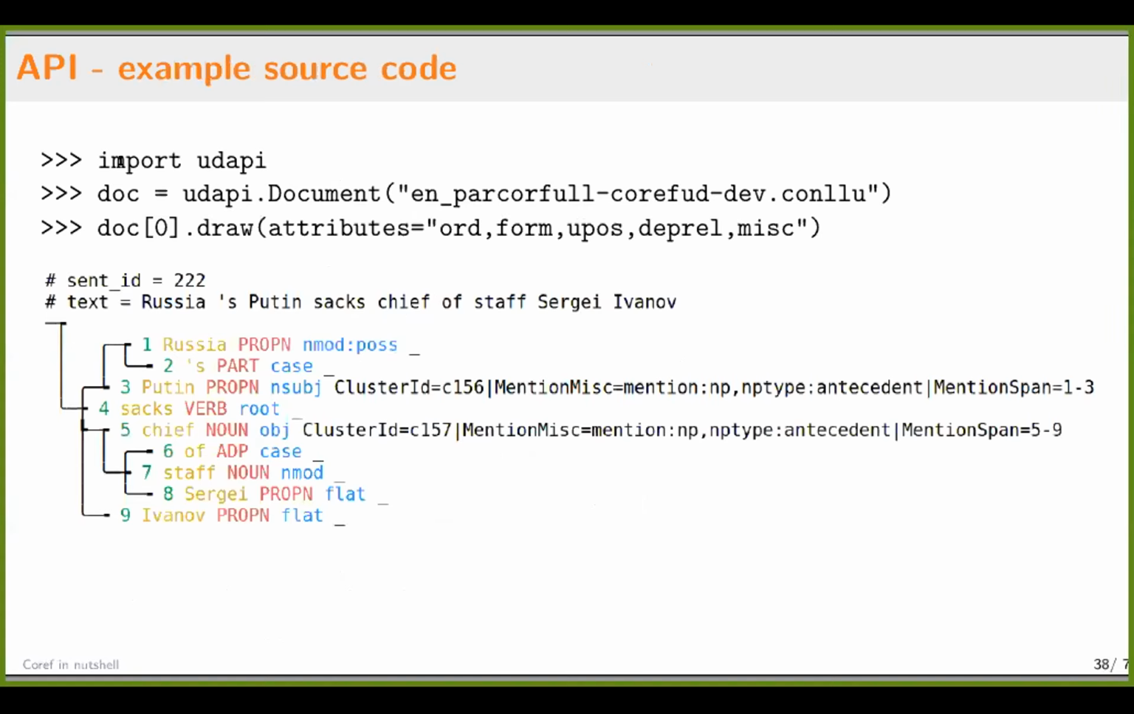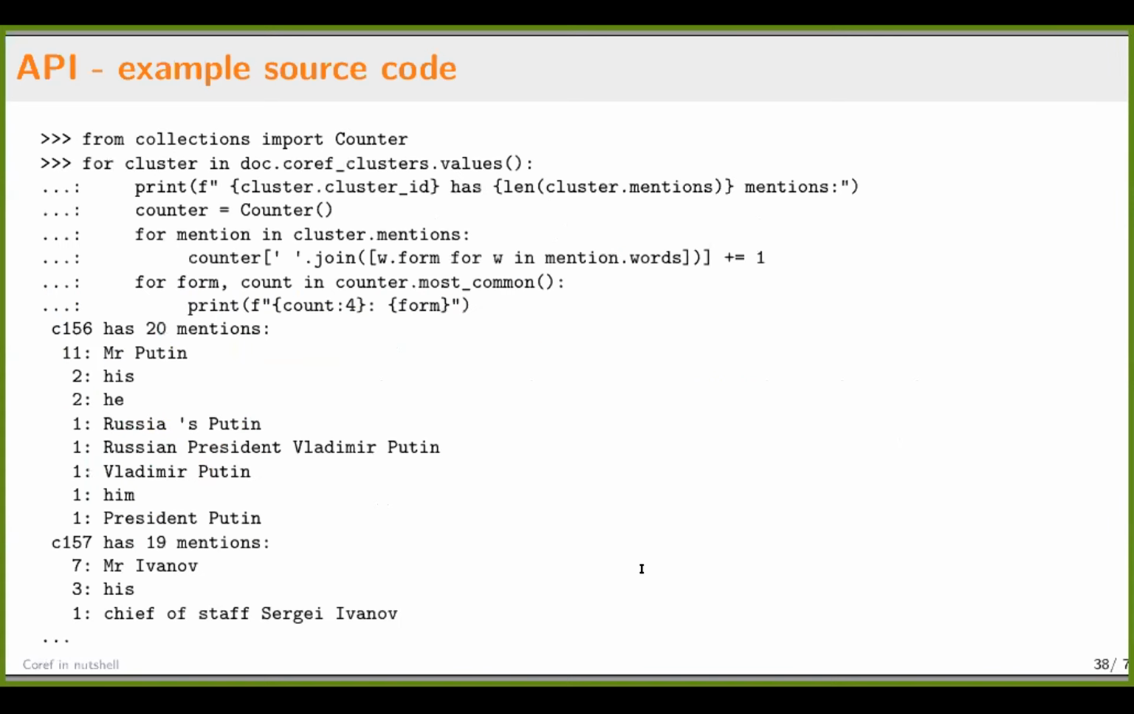Here is a small example of 3 lines in Python. You load this CorefUD file and you can use the method for drawing. Here we don't want to draw the whole treebank, just the first tree. And you can specify any attributes which you want to see. And it comes with this graphical representation of the dependency tree, maybe rotated 90 degrees to what you expect. And in the MISC column, you see the annotation for coreference. And we plan to add even better visualizations specialized for coreference.